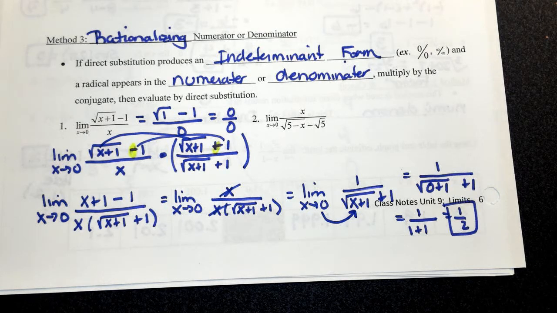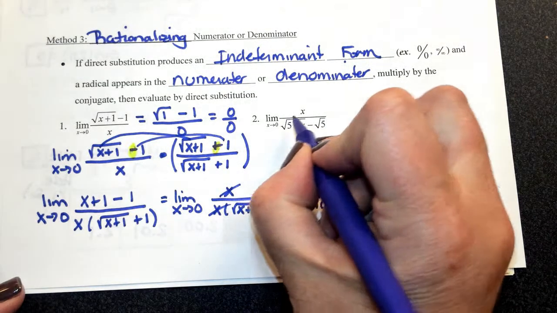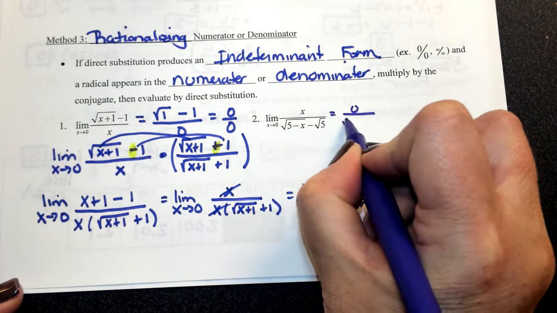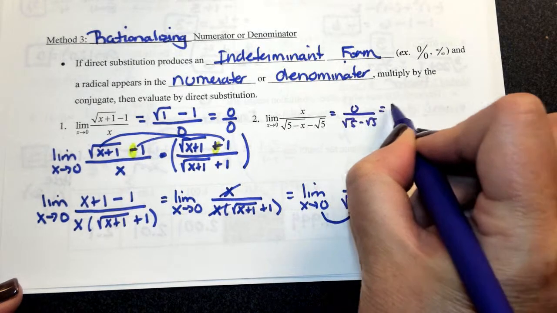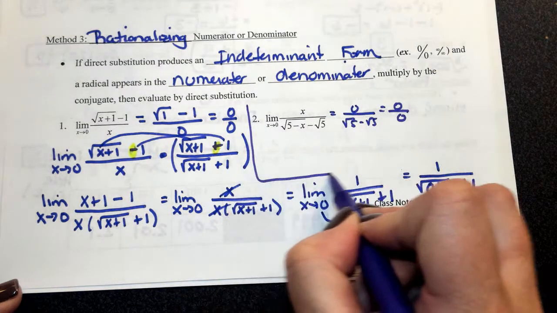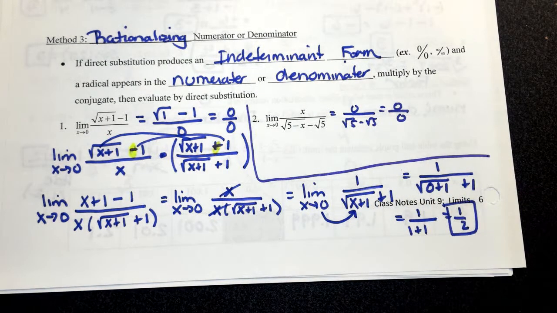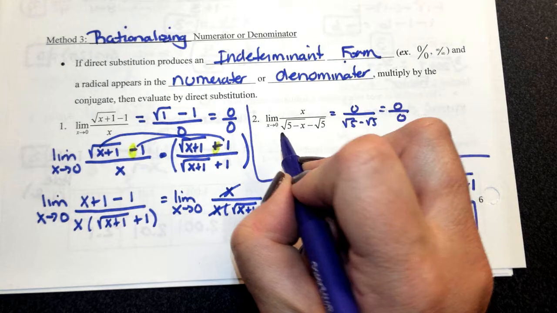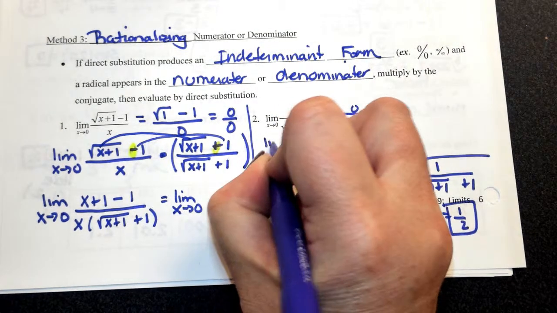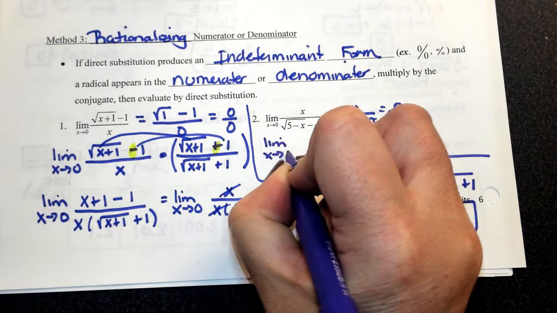So now take a look at number 2. Again, if I try direct substitution, that's going to give me a 0 over square root of 5 minus square root of 5, which will give me a 0 over 0. So now, notice the radical is not in the numerator, the radical is in the denominator. So I'm still going to try by multiplying by the conjugate.